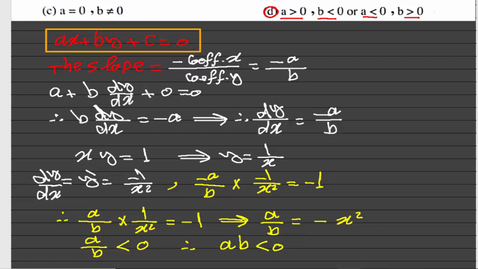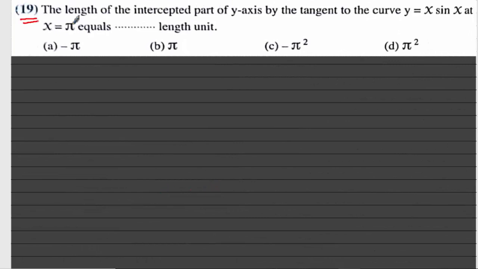Question number 19. The length of the intercepted part of the y-axis by the tangent to the curve y equals x sine x at x equals pi equals negative pi square length units.